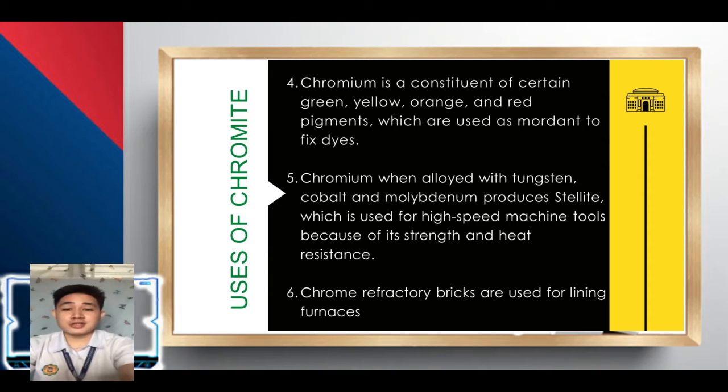Ang mordants is amo ni siya ang mga elements or mga substance na ginaad like kanang mga iodine, aluminum, iron, mga copper o guban pa. Number 5, chromium when alloyed with tungsten, cobalt, and molybdenum produces stellite, which is used for high-speed machine tools because of its strength and heat resistance.